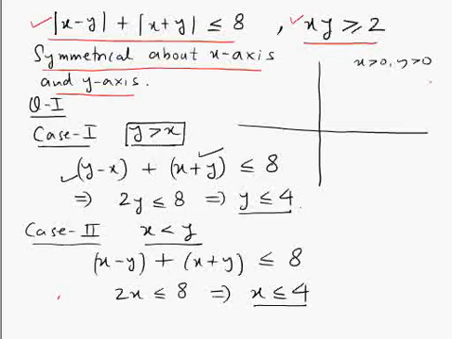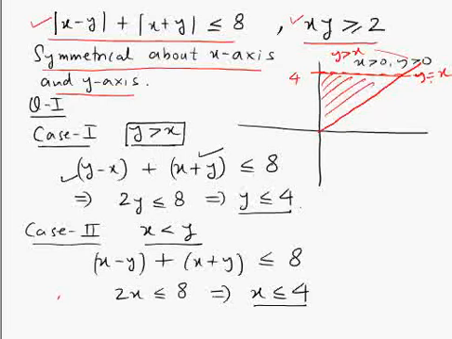Now let's plot this first case, y greater than x. This is the region that represents y greater than x, the region above the y equals x line. You know, this is the y equals x line. So this is the area in the first quadrant which is above the y equals x line. In this area we have to plot y less than or equal to 4. Suppose this is 4 units. We have to plot the region below this line, on and below this line. So this is the area.